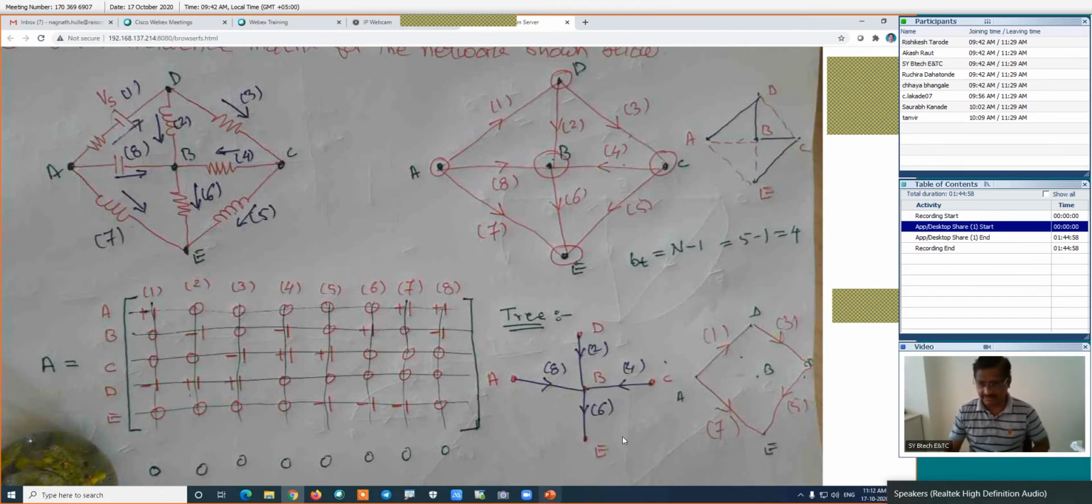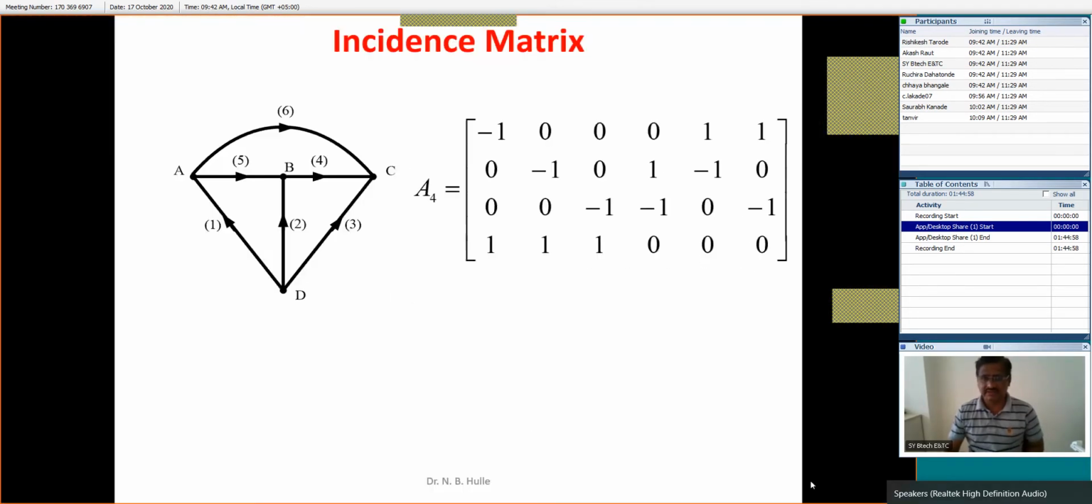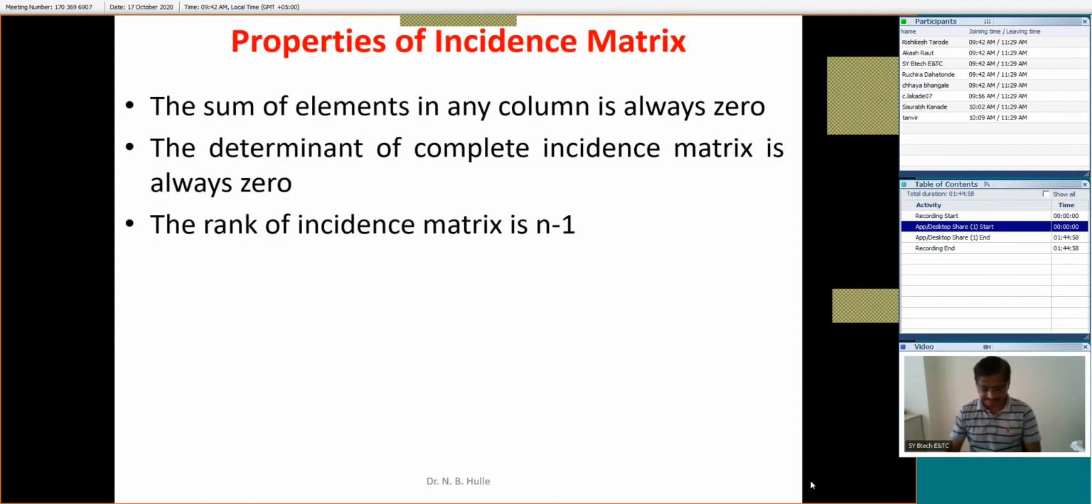Now look at this. This is the incidence matrix which I have discussed. Look at the properties of the incidence matrix. Look at the first property. The sum of the elements in any column is always 0. Sum of the elements in any column is always 0.